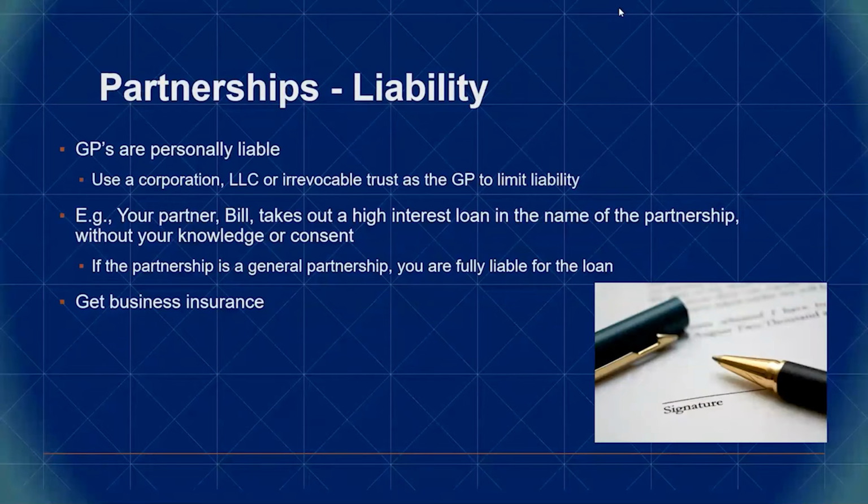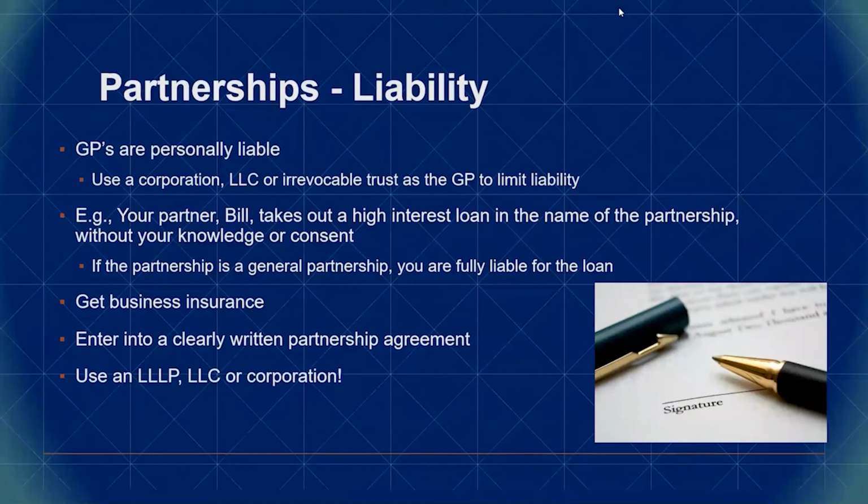Again, can't emphasize enough, partnerships, sole proprietorships, any business should get commercial insurance, business insurance, errors and omissions insurance, general liability insurance, workers' compensation insurance if you've got employees, umbrella insurance if it's available, and other types of insurance, including cybersecurity risk insurance, which is really important today. And then, of course, you want to enter into a very clearly written partnership agreement. But if I'm in your shoes, I would use an LLLP, a limited liability company, or a corporation if I were operating the business.